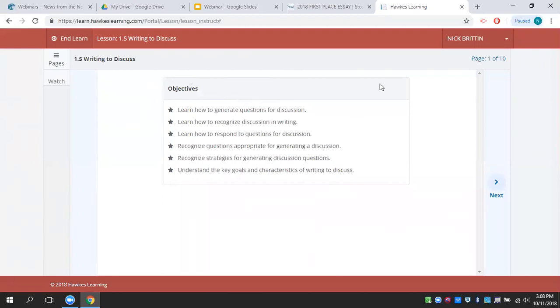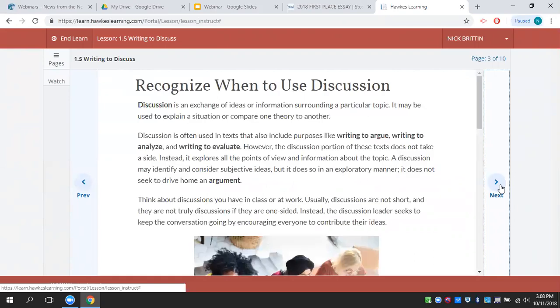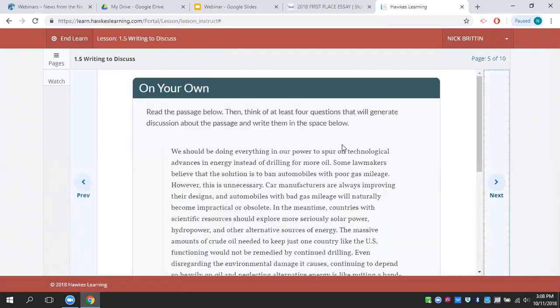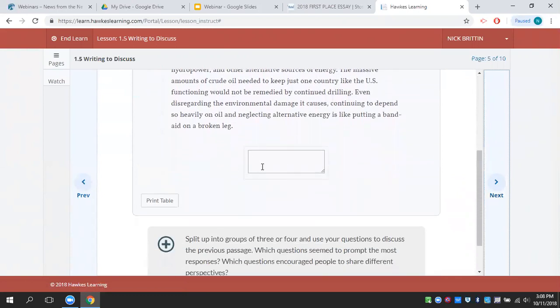Here are the objectives for this particular chapter, 1.5. And so the first one is learn how to generate questions for discussion, learn how to recognize discussion in writing, so on and so forth, responding to those questions. If we go to page 5, this is the activity that we're specifically going to build off of. So Hawks is asking them to read this passage and then come up with some questions.